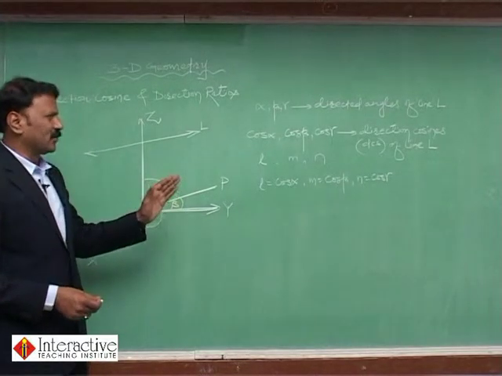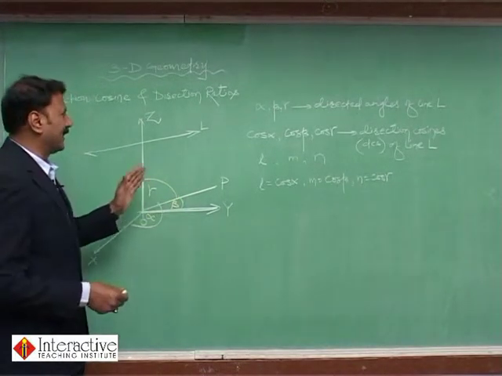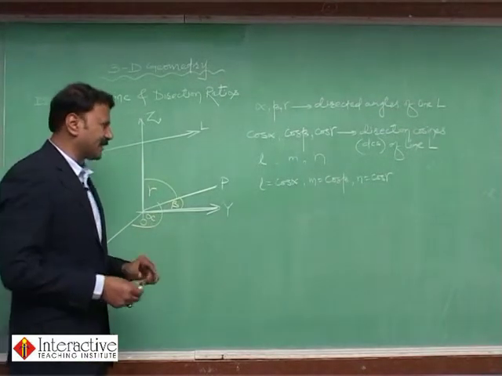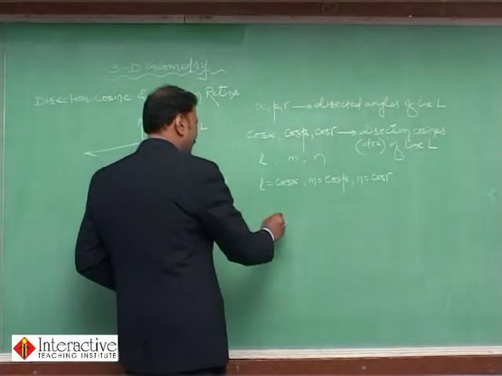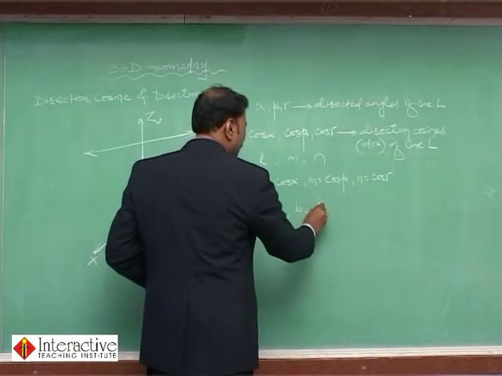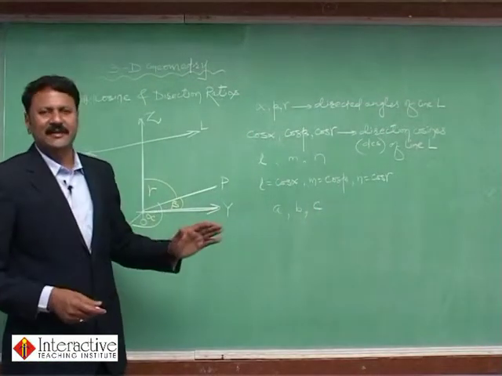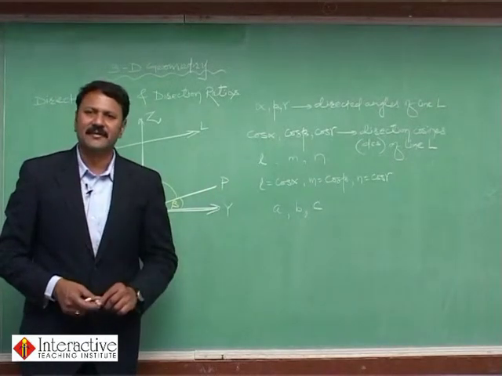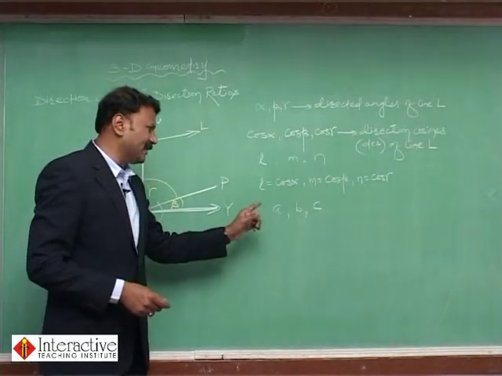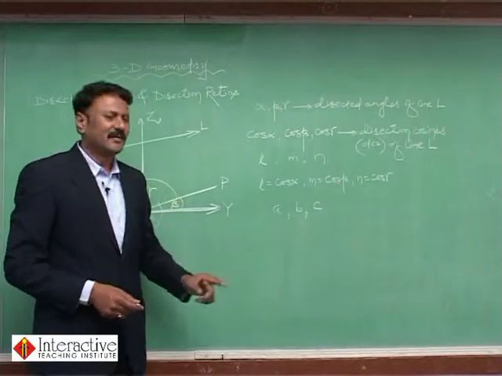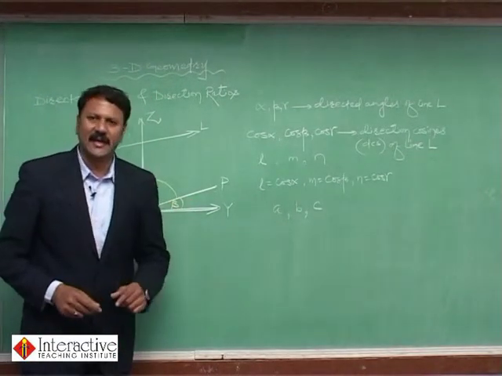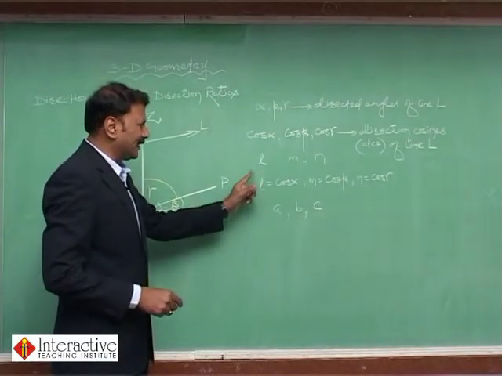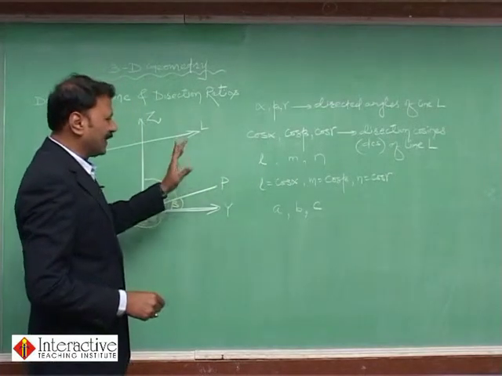Now, after defining these direction cosines, we can define direction ratios. The direction ratios are actually three numbers like a, b, c, and these three numbers are such that they are proportional to these direction cosines l, m, n. That means if a, b, c are three numbers proportional to direction cosines l, m, n, then a, b, c will be called direction ratios of line L.